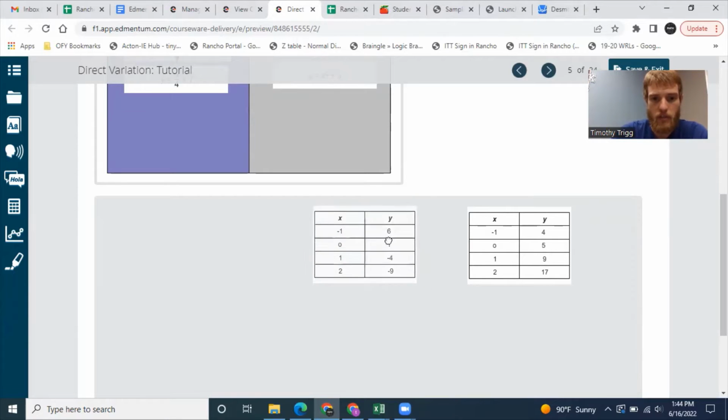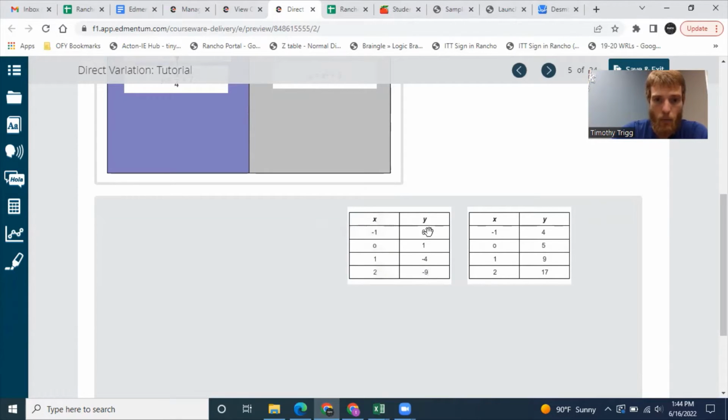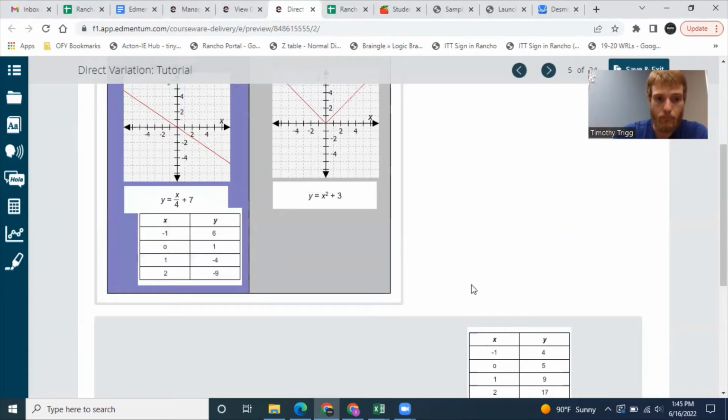Notice the y values in this first list, that the y value goes from 6 to 1. So subtract 5, essentially. And then 1 to -4. Well, that's subtract 5 as well. And then from -4 to -9. Well, that's subtract 5 as well. So that shows that it is essentially decreasing at a consistent rate. In other words, it maintains the same slope throughout. This would form a line.